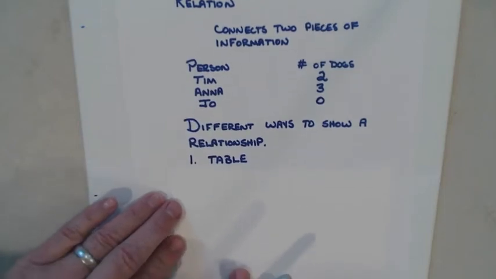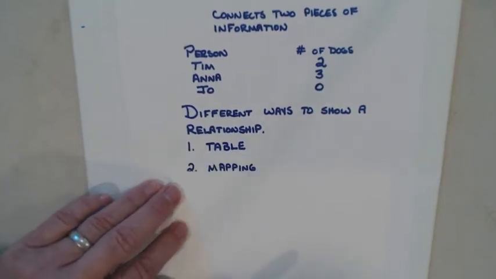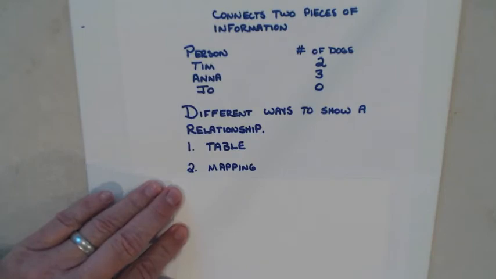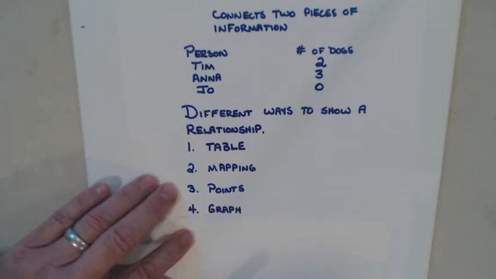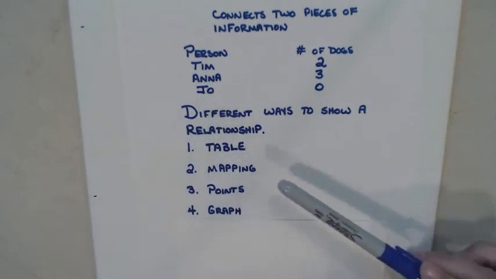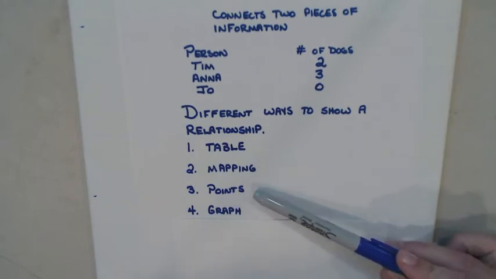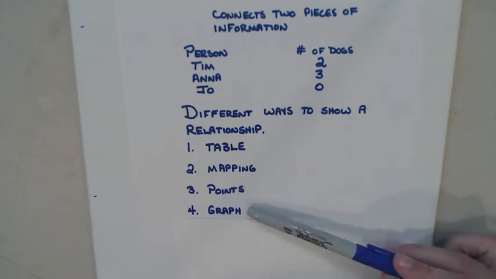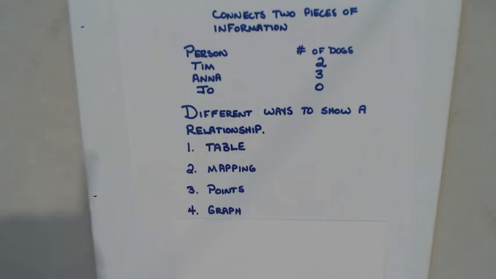You can write it in a table. You can display it as a mapping. You can simply write it as points, or you can graph this information. We're going to take this information that's connected together and write it in a table. We're going to show you how to write it as a mapping, how to write it as a point, and how to take this information up here and put it on a graph.